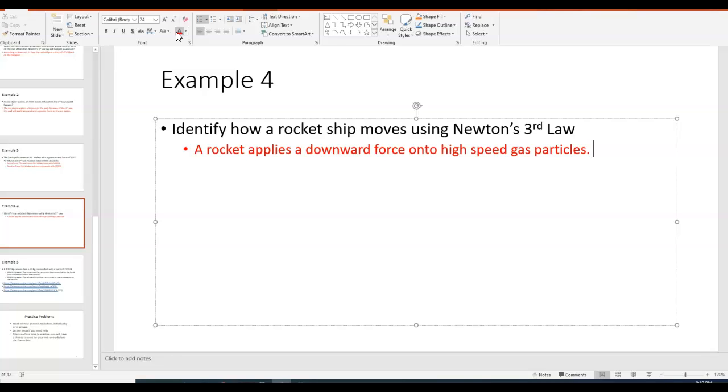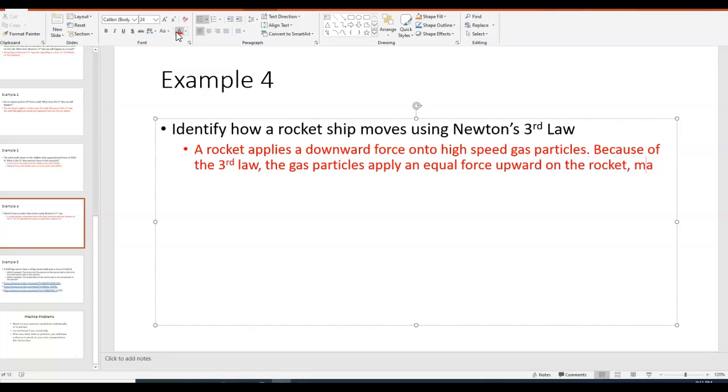So a rocket applies a downward force on the high-speed gas particles. Because of Newton's third law, the gas particles apply an equal force upward on the rocket, making the rocket go up. And so that's how a rocket ship works. The rocket ship applies the downward force to the high-speed gas. Gas particles apply an equal and opposite force up on the rocket, making the rocket go in the opposite direction.